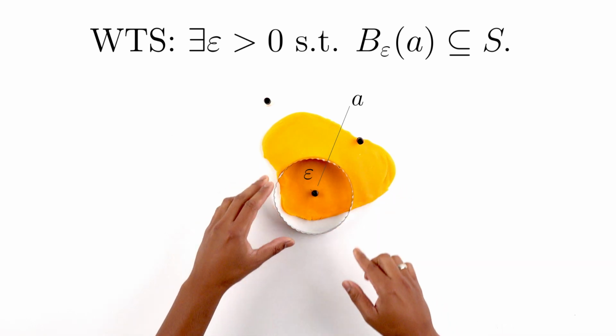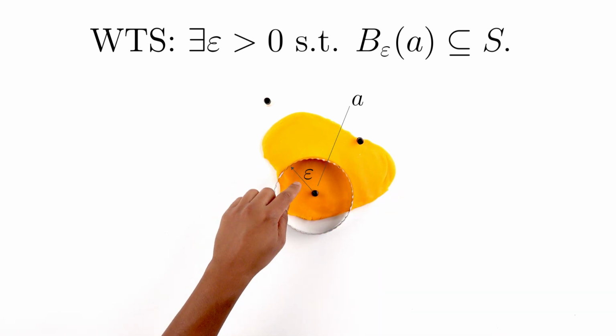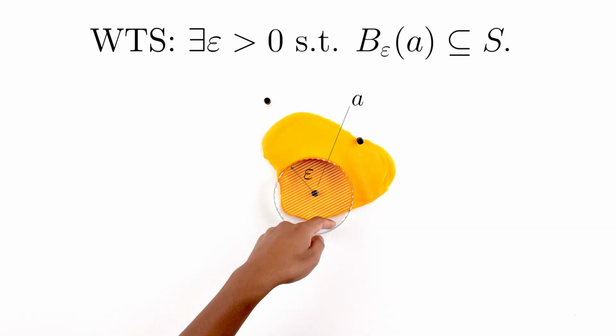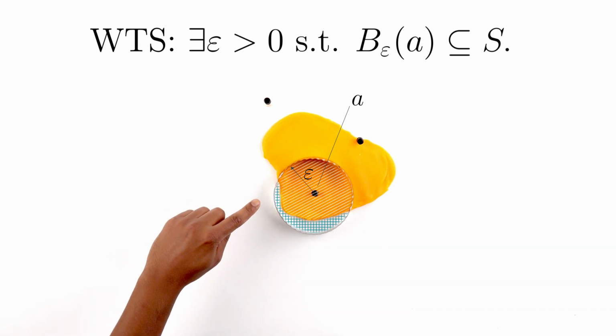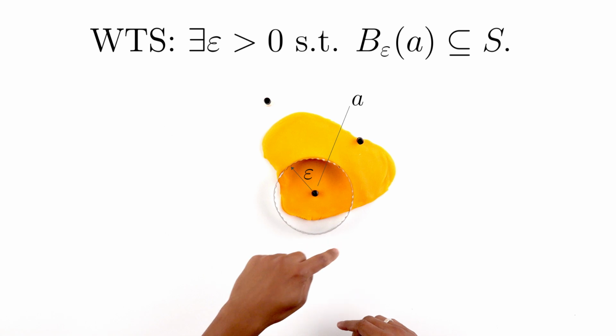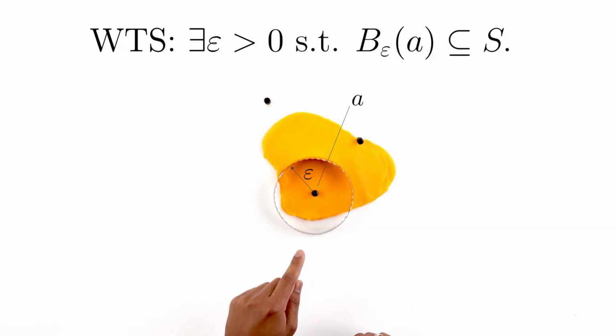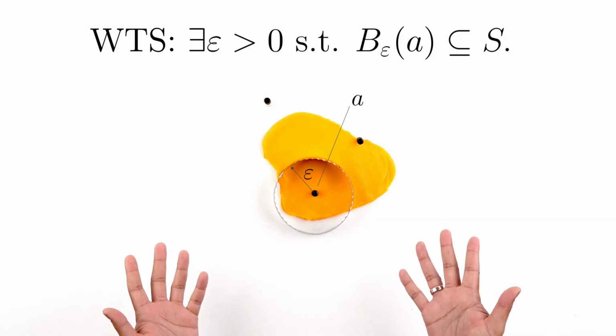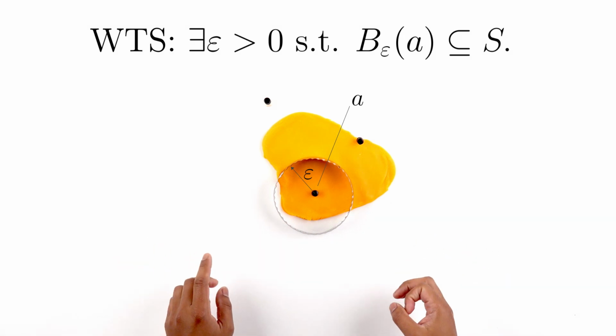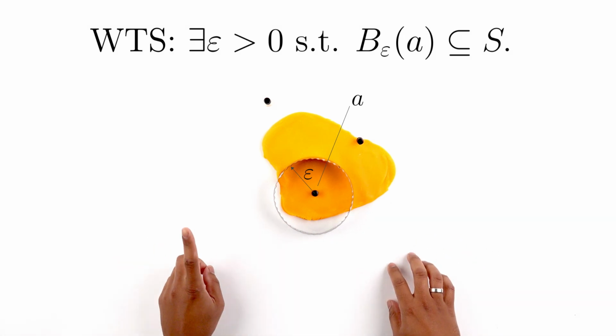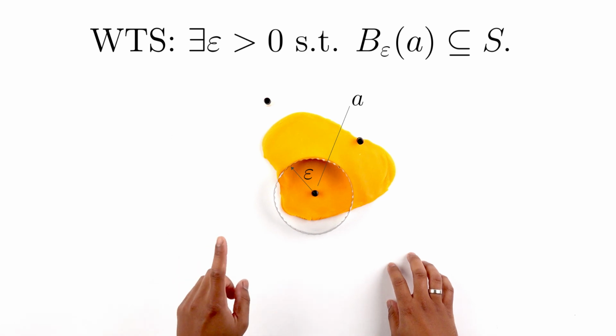Looking inside the open ball, some of it is the mango, and some of it is not. In other words, the open ball centered at A is not inside S. Does this mean A is not an interior point? Not at all. We only need to find one choice of epsilon bigger than 0 that succeeds.